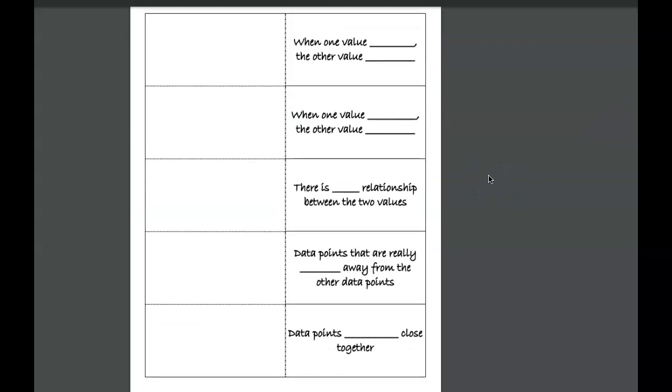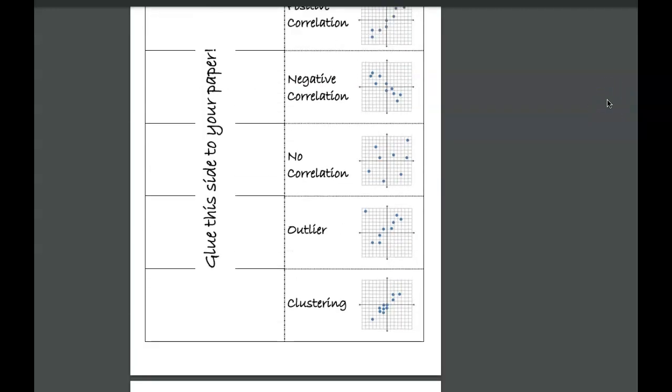You can open up the no correlation tab. Under no correlation, it says there is no relationship between the two values. And when you close that tab, you will see this picture right here. The dots are kind of placed everywhere. They're just random. They're not always increasing, they're not always decreasing. There's no relationship. Okay?